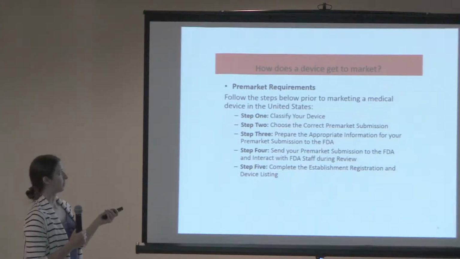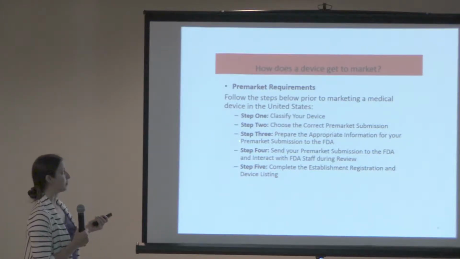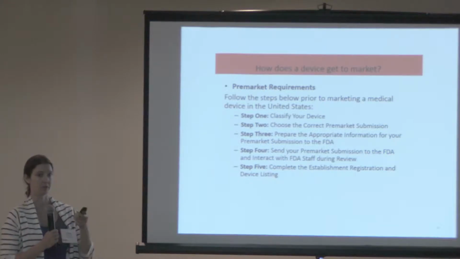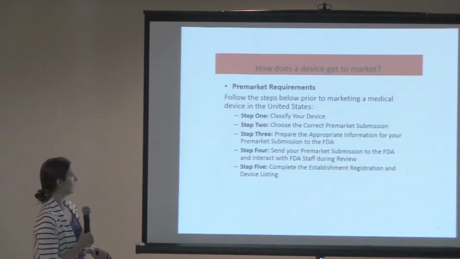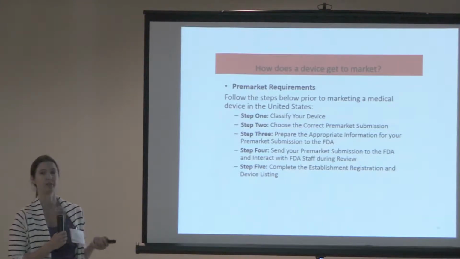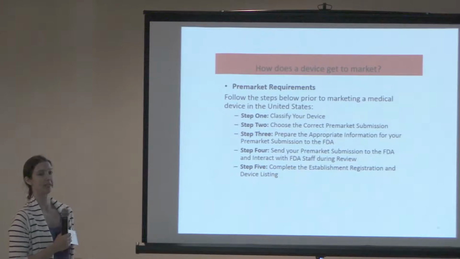Step 2, choose the correct pre-market submission pathway. Step 3, prepare the appropriate information for your pre-market submission to the FDA, if it is required. I will give that caveat. Step 4, send your pre-market submission to the FDA and interact with FDA staff during your review. And step 5, you complete the establishment registration and device listing.